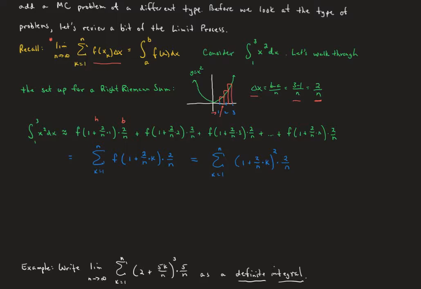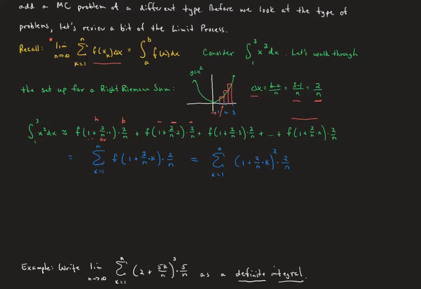So that's why we have the 1 plus, there's 1 delta x. Then the second rectangle is going to have that same base, the delta x, and it's going to be 2 delta x's to the right of our starting point. So that's going to look like f of 1 plus 2 over n times 2, and then here's our base, the 2 over n. We continue that out to the nth rectangle, which will look something like this.